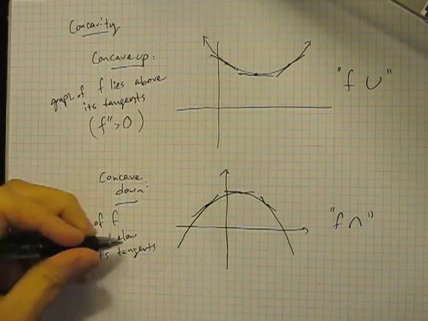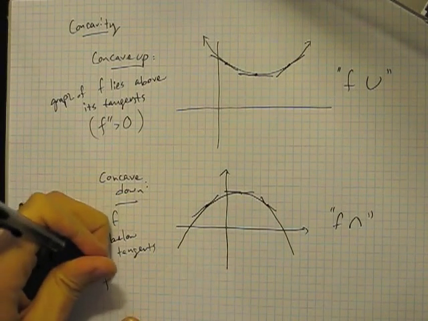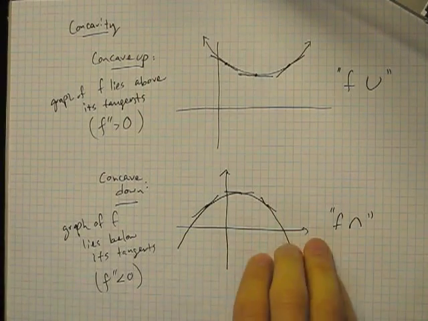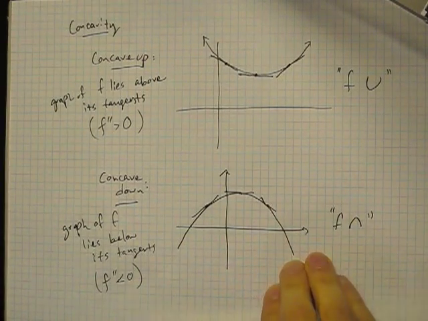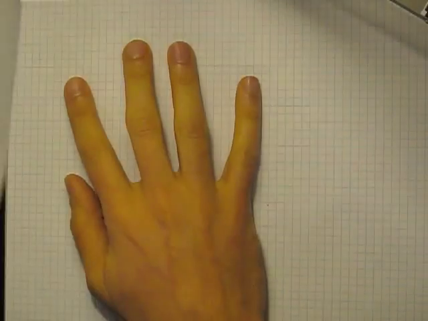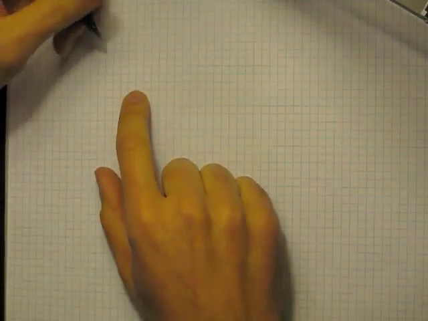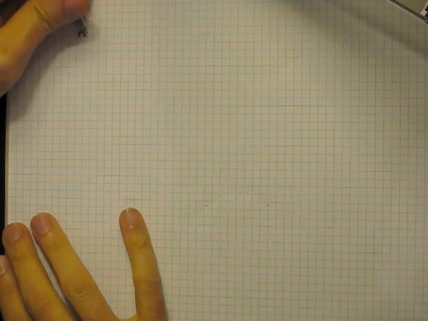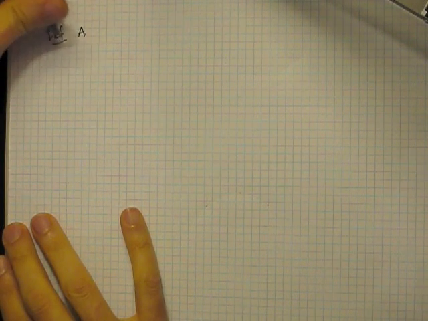The second derivative is positive in the concave up case, and the second derivative is negative in the concave down case. So this is concavity. I want to just explore concavity with an example. But maybe right before we talk about that, a point, definition.